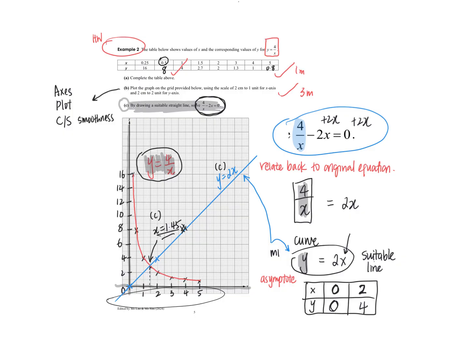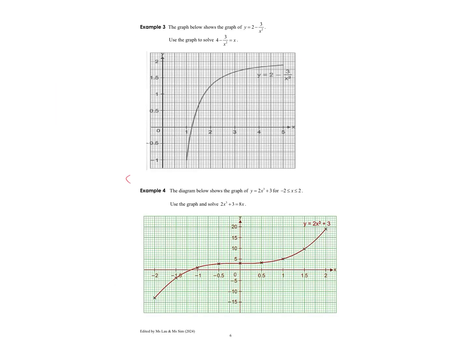So this is the curve. Okay, let's do more. If yours is slightly off, like maybe it's 1.4 or 1.5, you will still get the mark. Example 3, example 4, these 3 are homework. Go home.